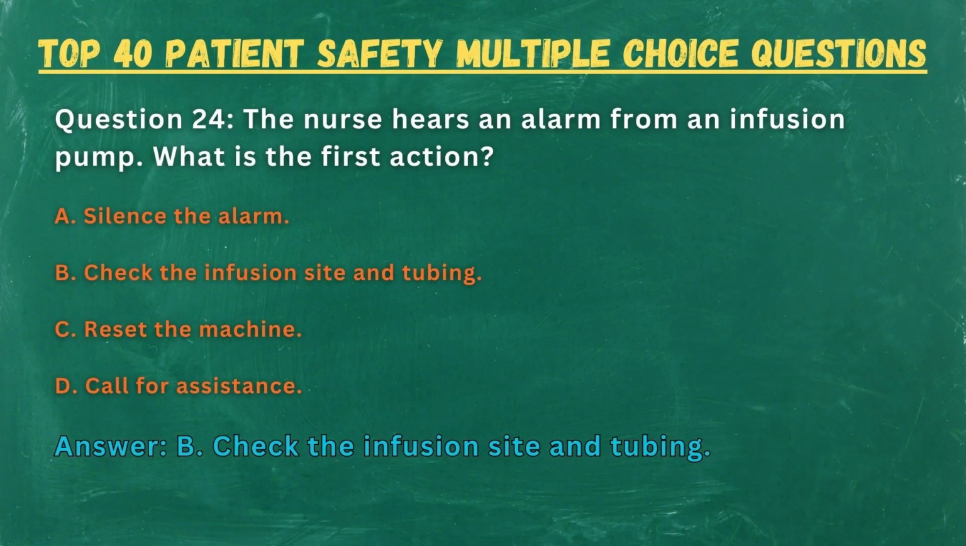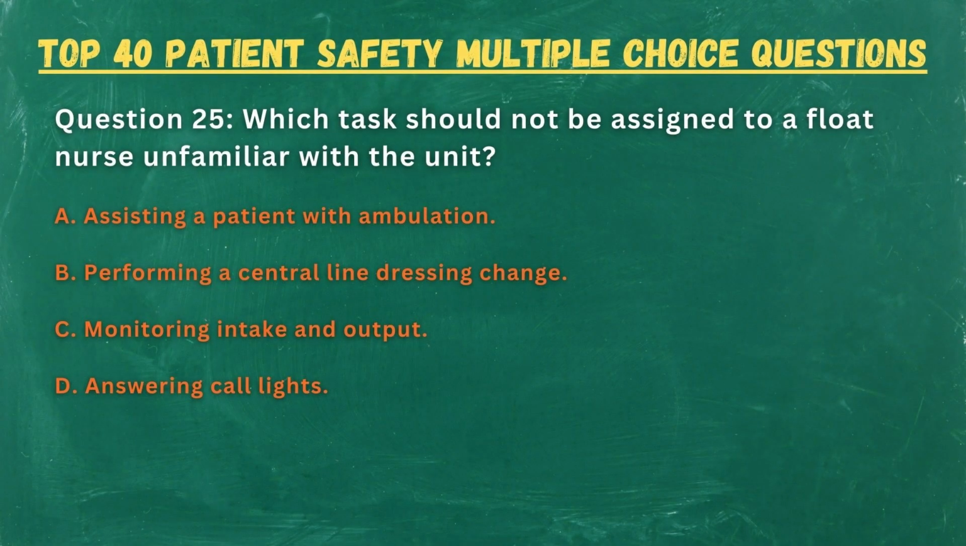Answer: B. Check the infusion site and tubing. Question 25. Which task should not be assigned to a float nurse unfamiliar with the unit? A. Assisting a patient with ambulation. B. Performing a central line dressing change. C. Monitoring intake and output. D. Answering call lights.